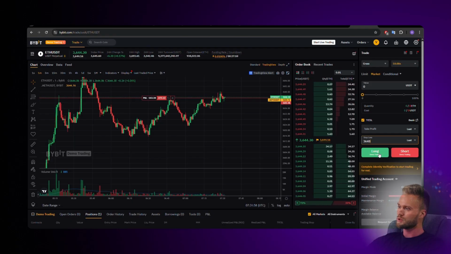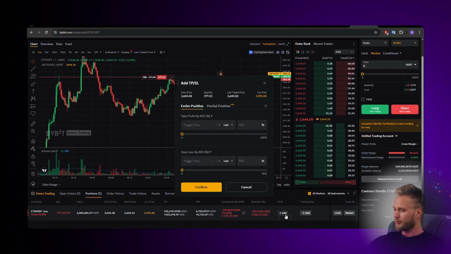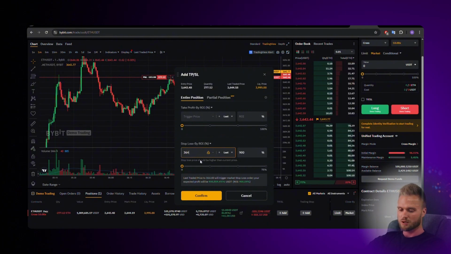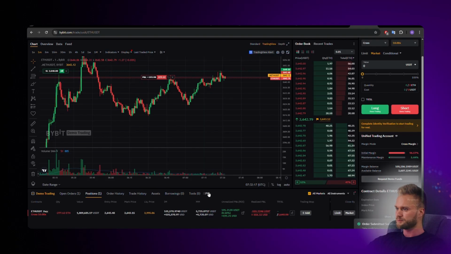Well, how to work here? Fractions of a second are important to me. I need to react. I need to quickly set a protective order, but I can't set it. How do you even set it? Look, you can press take profit / stop loss. Yes, that's the stop loss order. Again, let's enter 3,648 and press confirm.